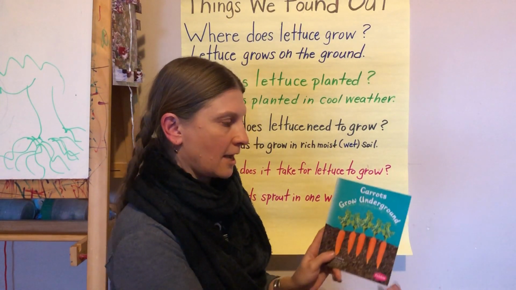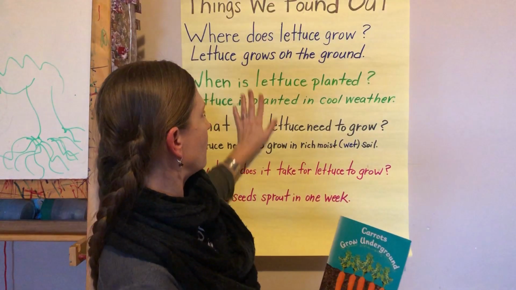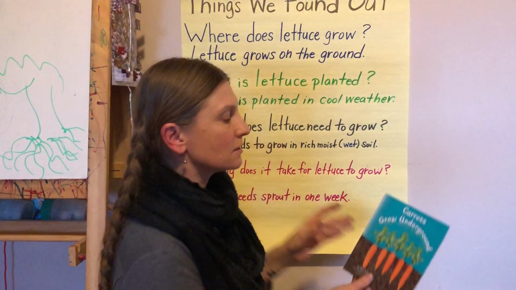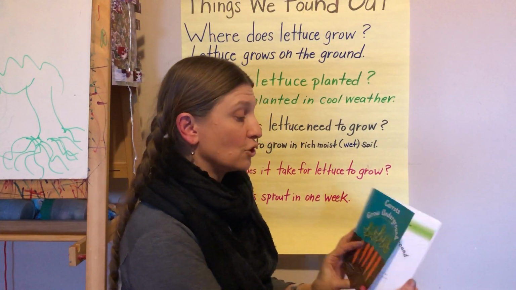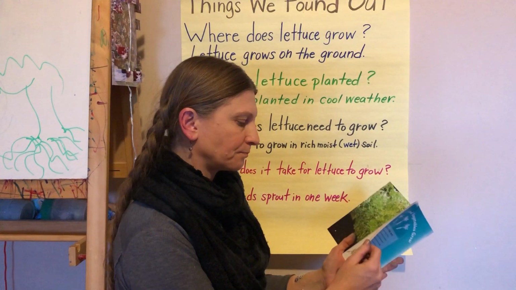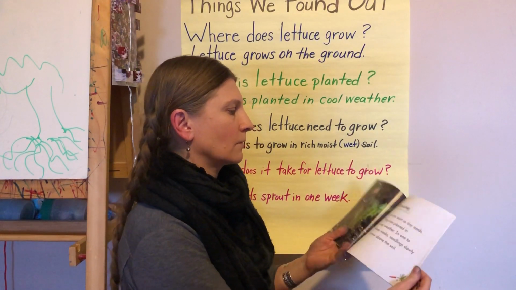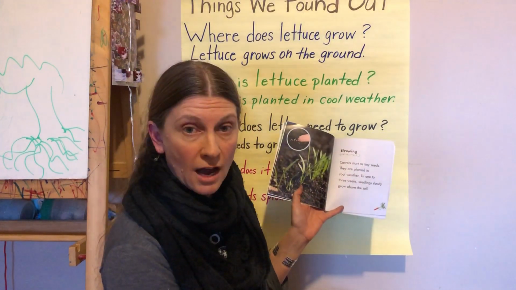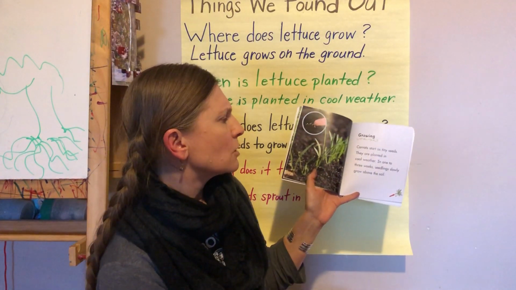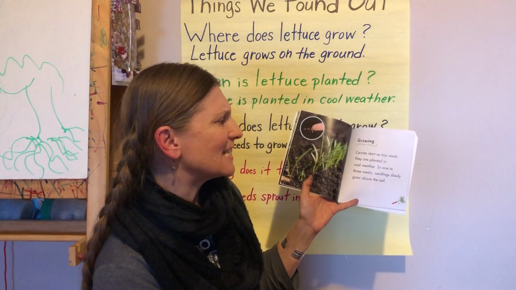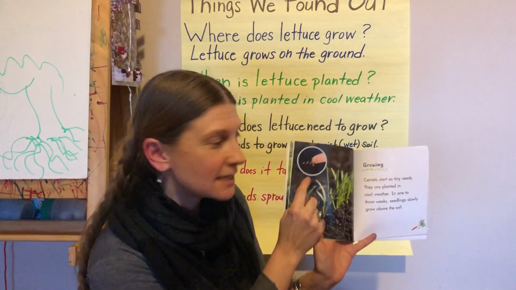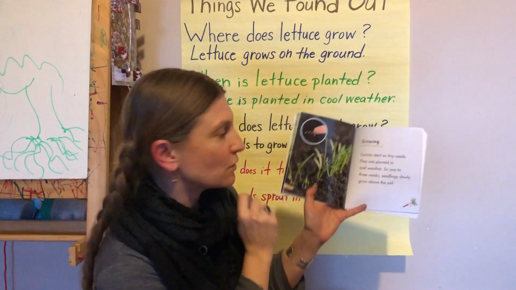So once we model with this so that they can remember the formulation of the questions, I will go to a page in Carrots Grow Underground and I will model for them. So I might go to page 9. The little subtitle here is growing. So it says carrots start as tiny seeds. You see, here they are. They're little tiny seeds being planted in the soil.